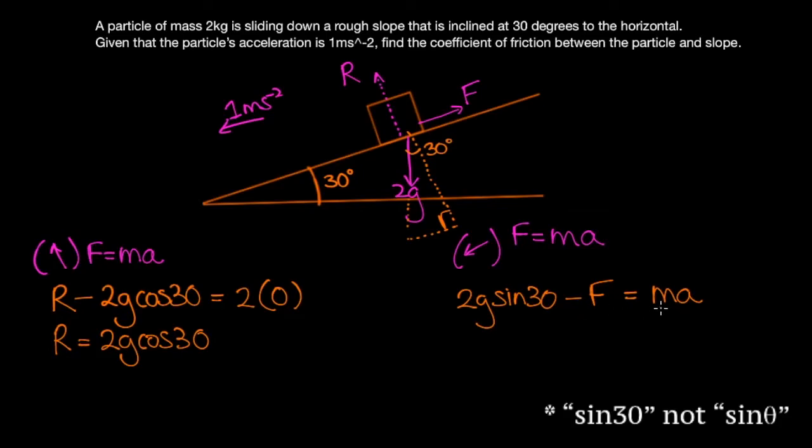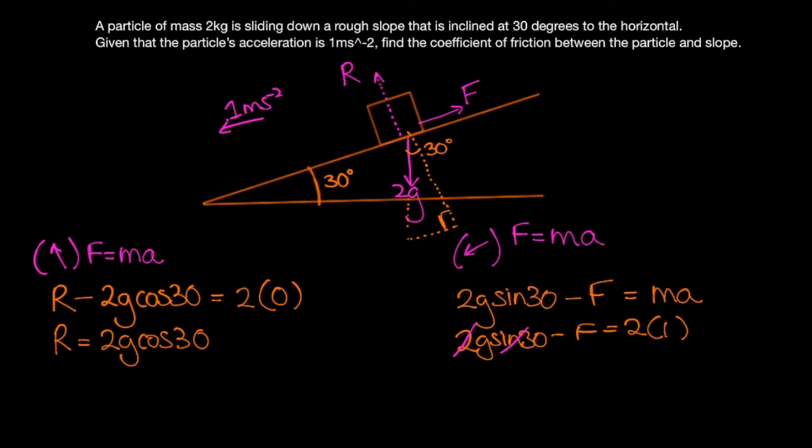So the mass is 2, the acceleration this time is 1 meter per second squared. So 2g sine theta minus F is equal to 2 times 1. Sine theta is a half, which will cancel out with the 2. So we get F, friction, is equal to g minus 2.